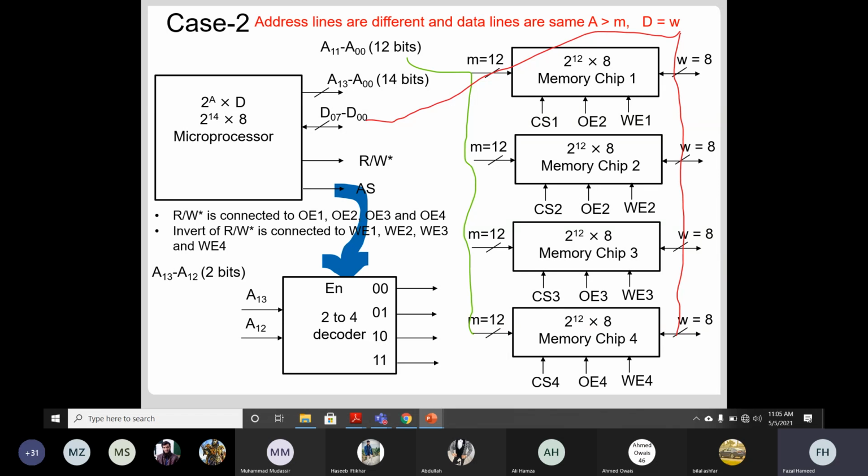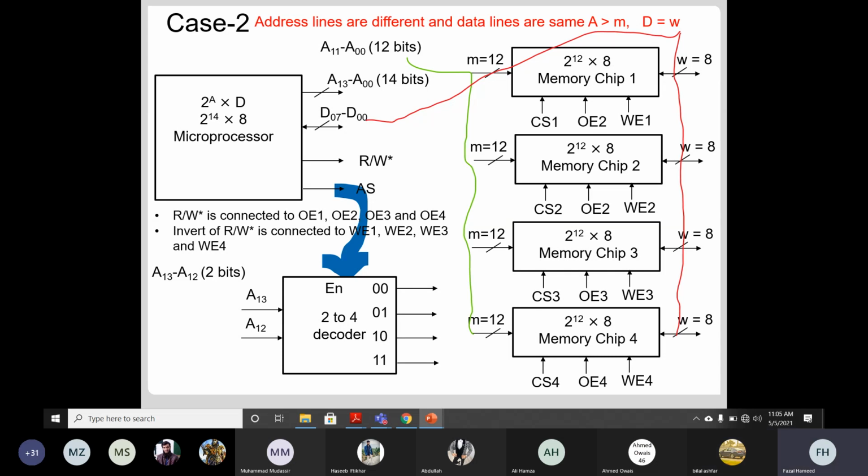When the address strobe is 1, it means the microprocessor has generated a valid address. When it is a valid address, the decoder will be enabled. When the address strobe is 0, what will be the output of this decoder? Sir, 0. The output of the decoder will be 0, 0, 0, 0.